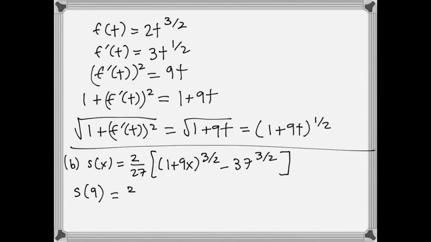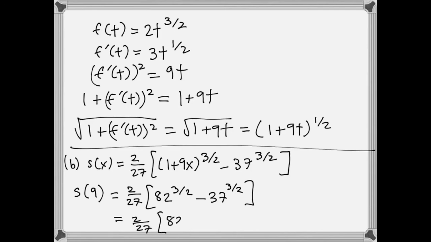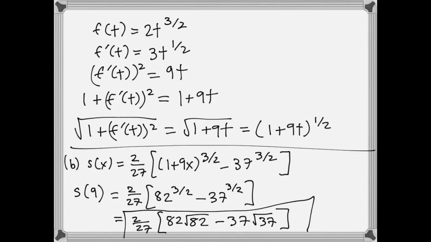You end up with 2 over 27 times, if we plug in 9, we get 82 to the 3/2 minus 37 to the 3/2. Or if we want to write that without 3/2 powers, we can do that. This is the same as 2 over 27 times 82 square root of 82 minus 37 square root of 37. And there you go.